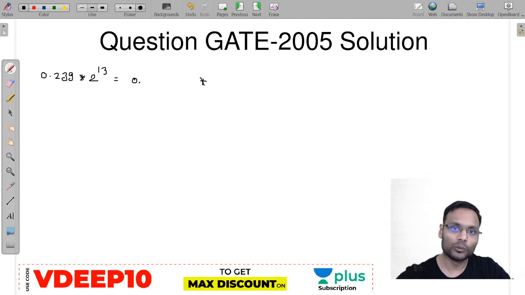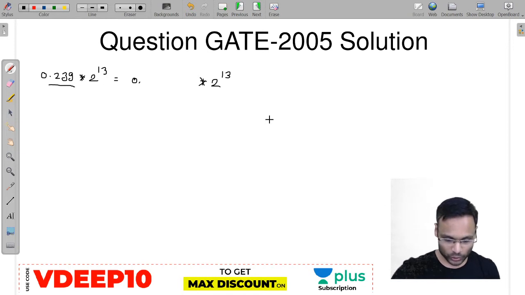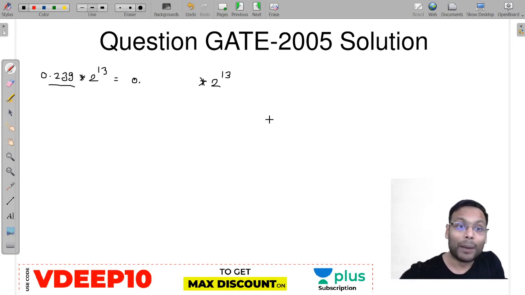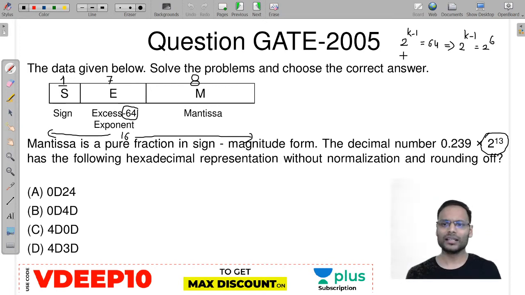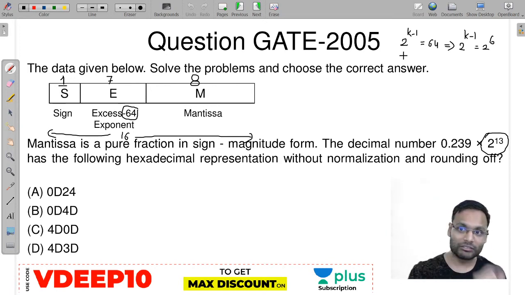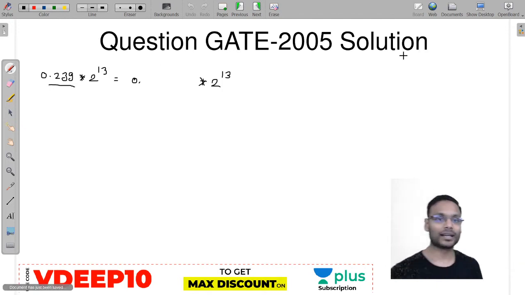Whatever into 2 power 13, and this particular fraction I'll have to convert into binary. The 0.239 you need to write in binary. And how many bits of binary? Only 8. Why? Just because Mantissa is of 8 bits, so take it to a maximum of 8 bits. So you need to convert this 0.239 into binary. Do it and see how much you get.